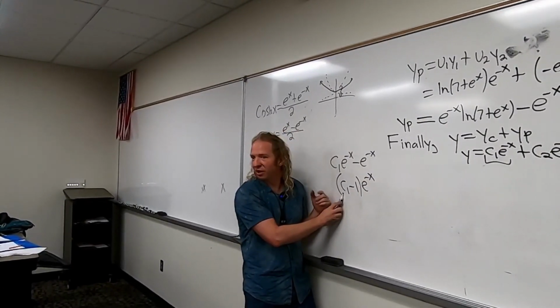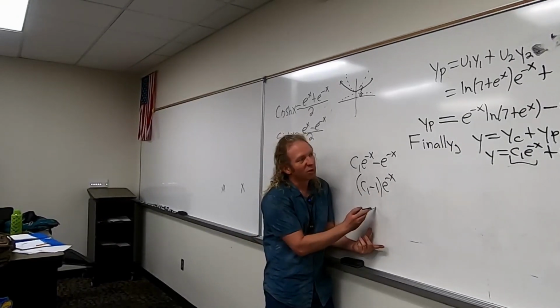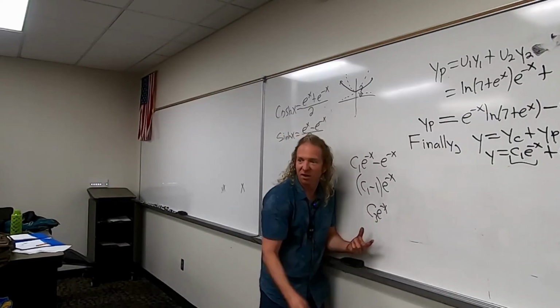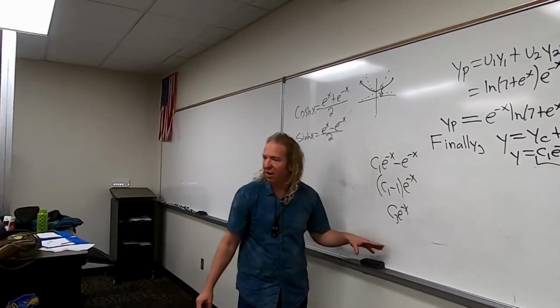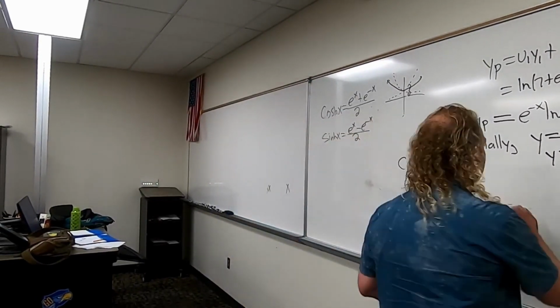C1 is arbitrary. You don't know what it is. It could be any number. You're subtracting 1, so you still don't know what it is. So you just call it something else. We've already used C2, so you just call it C3. You don't have to show this work. I just wanted to show it to you so you see how to do it.